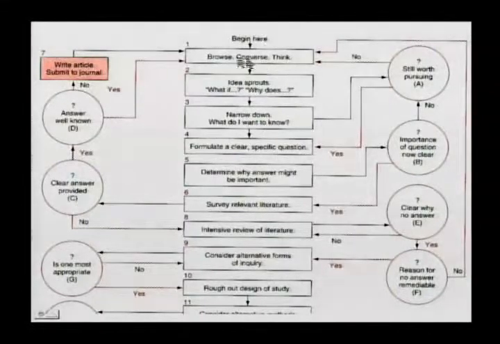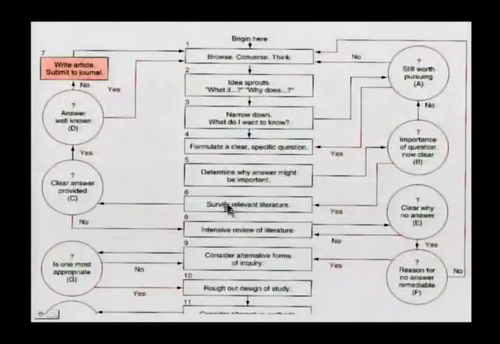And of course, we begin here in thinking of research, coming up with a research idea. We browse, converse, and think, and then go to step 2. The idea sprouts what if, what does, to number 3. Narrow down what do I want to do, getting to your specific aims, goals, objectives. Formulate clear, specific questions to lead you to your hypothesis. And number 5, determine why the answer might be important. So there has to be a significance.